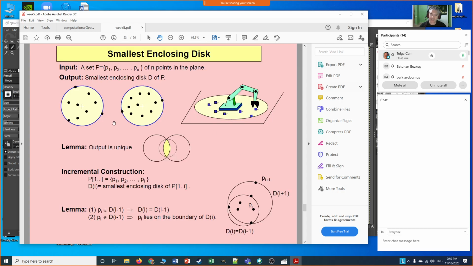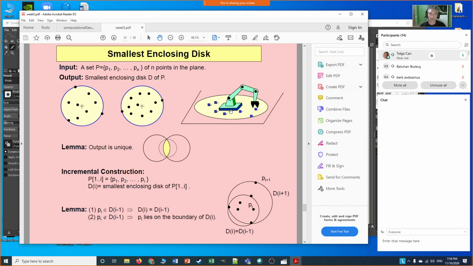So the problem is this. We are given a set of points on the plane, and our goal is to find the smallest disk. This means it's a circle in which the area is also included. If you just say circle, a circle indicates the boundary. When you say disk, the interior of the circle is also included. So find the smallest circle, you may also say, or smallest disk, which contains all of the points.